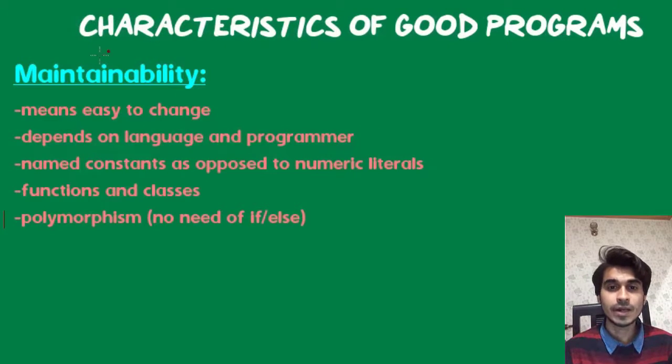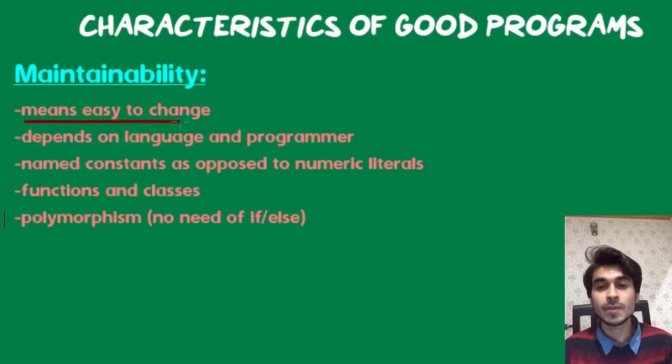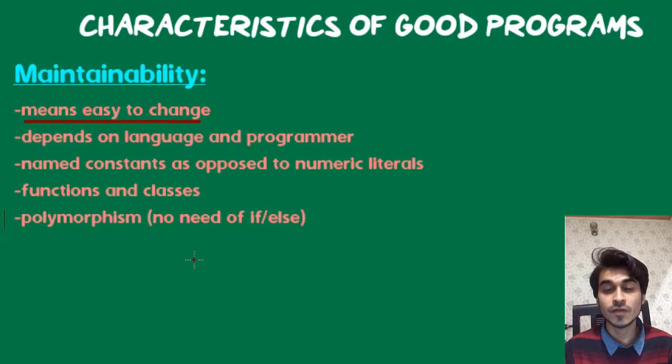Next up we have maintainability. Maintainability basically means that a program should be easy to change. It depends upon the programming language being utilized as well as the efficiency of the programmer. For instance, if we have to modify or extend a program, our code should have the flexibility to provide easy modification or easy extension.